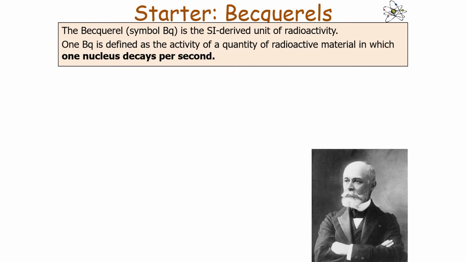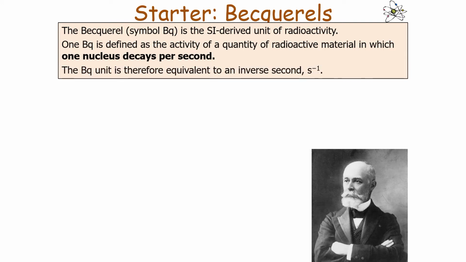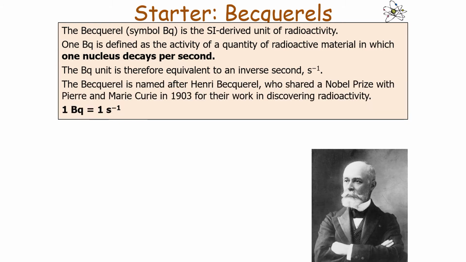So the first unit of radioactivity we've got to consider is the becquerel. Now 1 becquerel is defined as the activity of a quantity of radioactive material in which 1 nucleus decays per second. So therefore the becquerel unit is equivalent to an inverse second. So 1 becquerel is 1 second to the minus 1.